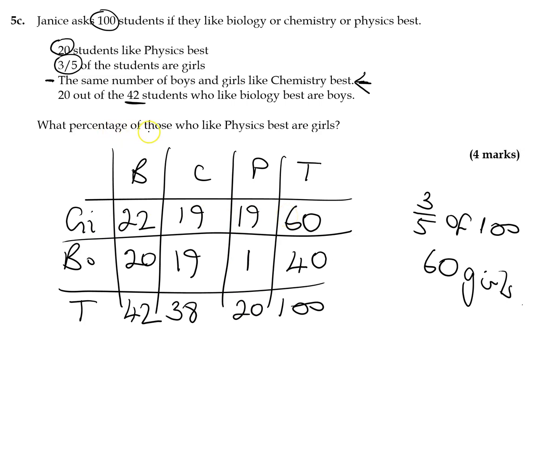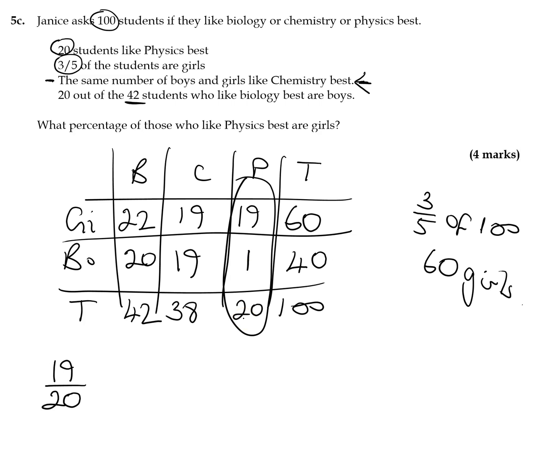It asks us what percentage of those who like physics best are girls. So we're only interested in the physics column. We want the percentage that are girls. So we've got 19 girls out of 20 people who like physics best. Right, so 19 girls and 1 boy like physics, so 19 out of 20.